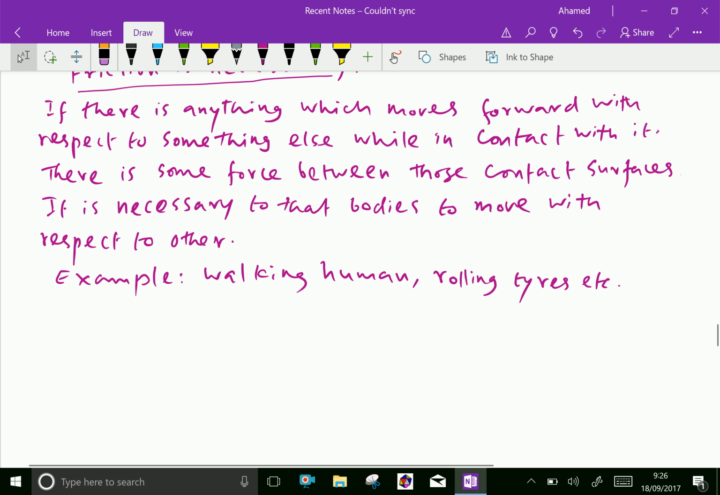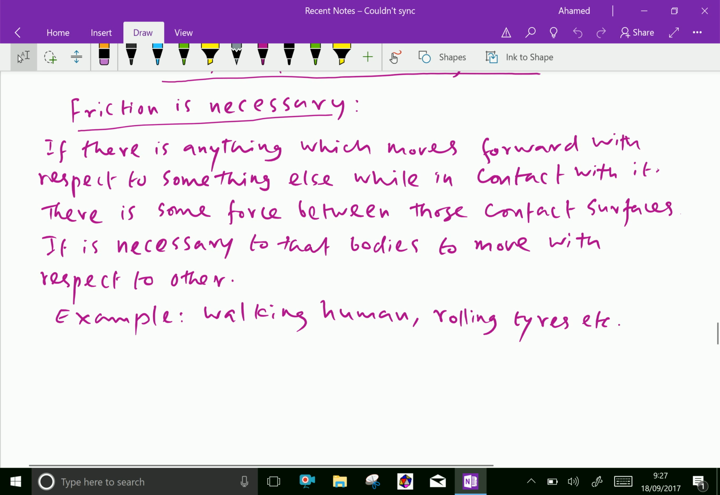Suppose some frictional force between our foot and the ground must be there. Otherwise, we cannot walk safely and slipping is possible. Even with rolling tires, suppose tires are worn out and the roads are very slippery, then the car cannot move. It means there is some frictional force between them, but it is not enough. So between the two contact surfaces, there must be some limited value of friction. So it is necessary, otherwise we cannot move normally.